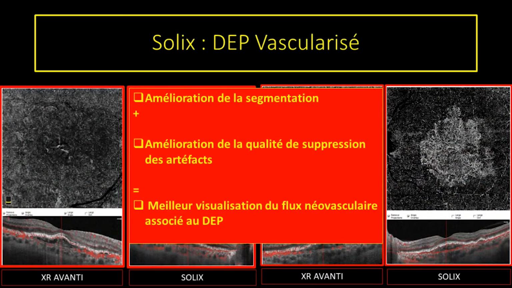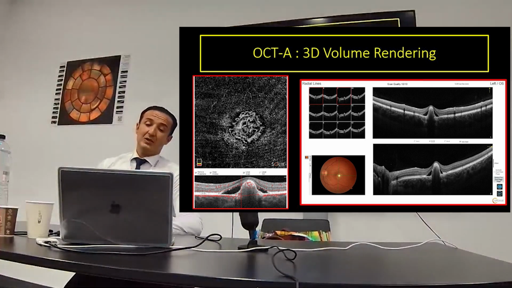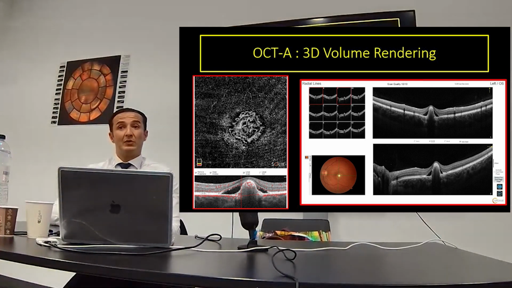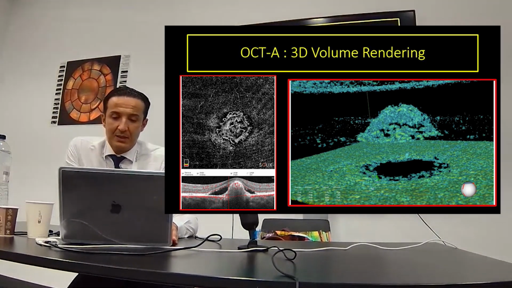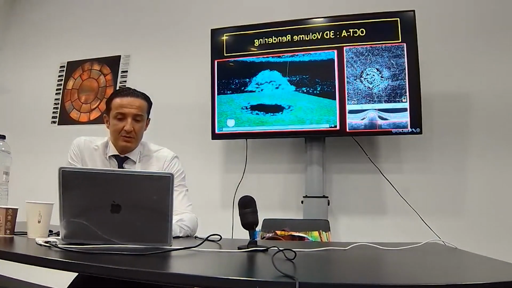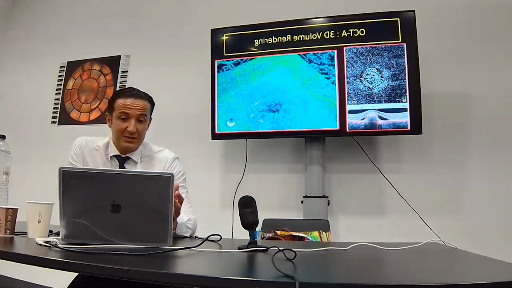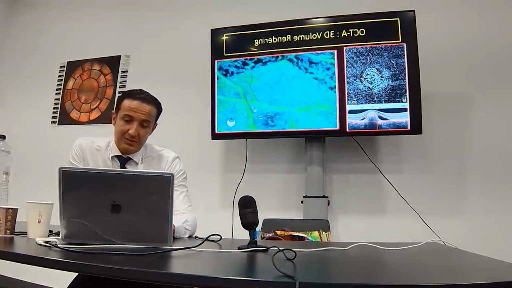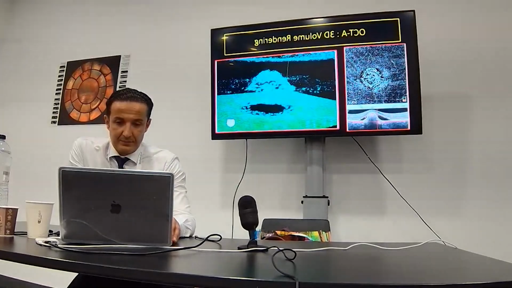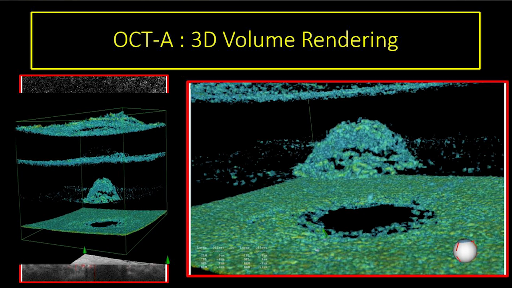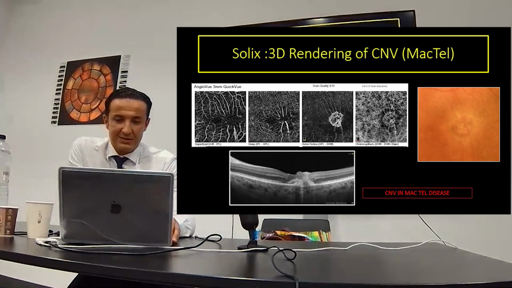Okay, this is another very new feature, a 3D volume rendering, available just for the cube of 3 by 3 millimeters. And look, in this case of Best disease complicated with CNV, you can obtain the real shape of the CNV in 3 dimensions. Look here, the dome shape appearance of this CNV.